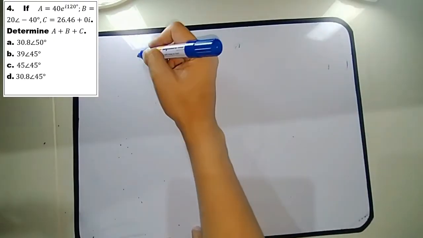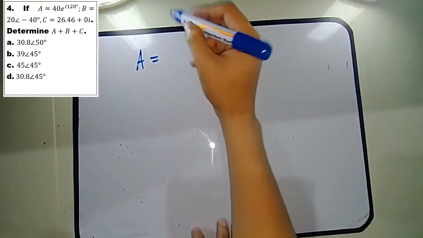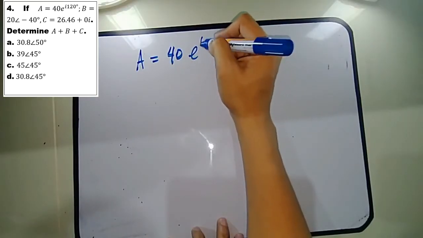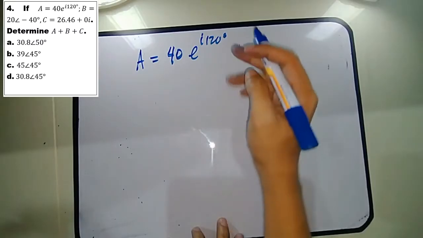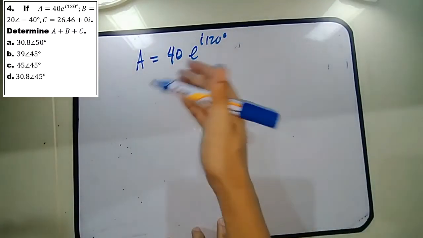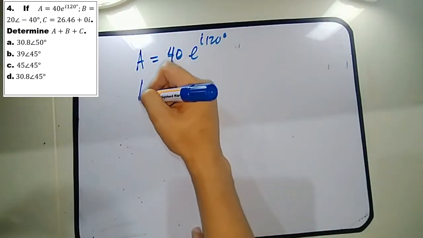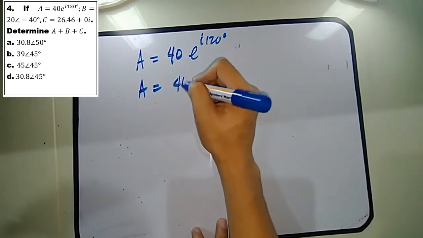So A is, we have here 40 e raised to i 120 degrees. Let's convert it, guys, into trigonometric first, then rectangular. So we have here A equals r, so 40.